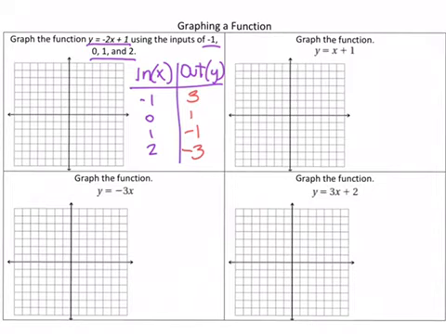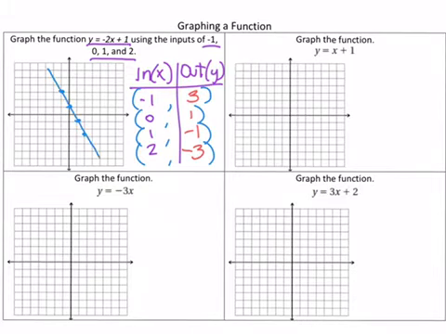So now I'm just going to graph these. These become ordered pairs, as we know from our graphing unit. So now we just graph these. So I go to negative 1, positive 3; 0, 1; 1, negative 1; and 2, negative 3.